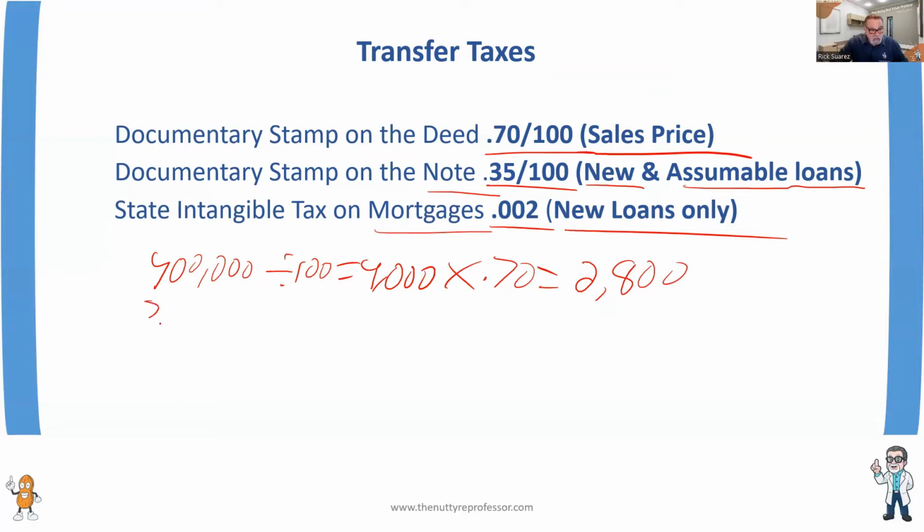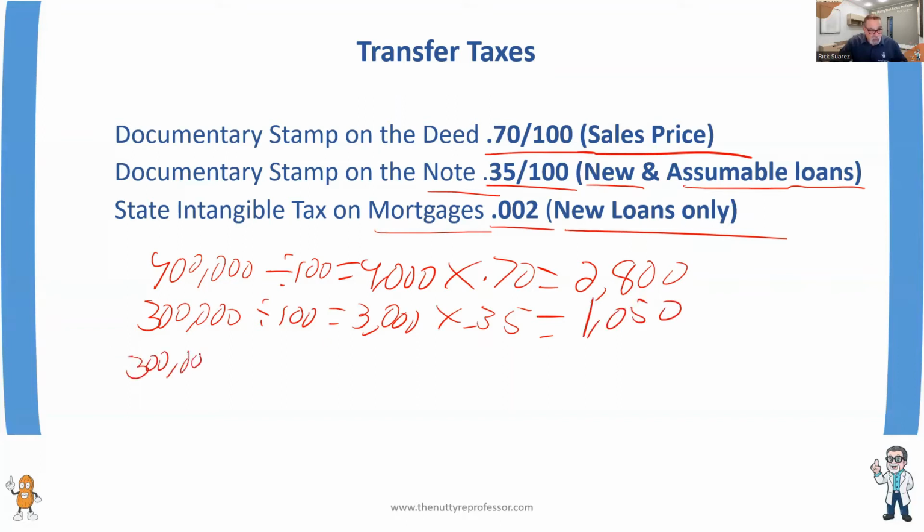The next one, let's say the loan is $300,000. Divide by 100 equals 3,000. And we're going to multiply that times 35 cents. So I don't know what that comes out to. $1,050. And then the loan, because it's a brand new loan, 300,000 times 0.002 for the intangible is $600.